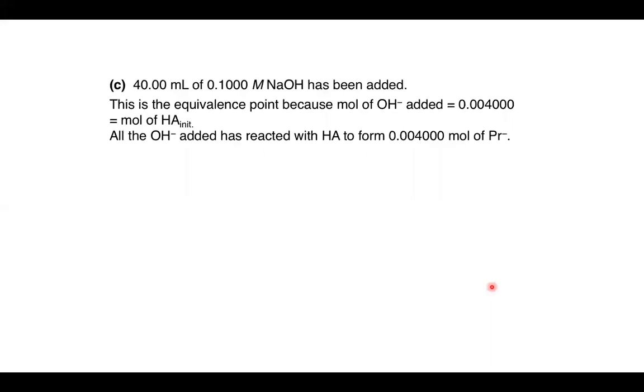So the 40 milliliters then, that's going to be the equivalence point. So this is the equivalence point because the moles of hydroxide added is equal to 0.004, which is equal to the moles of the acid initially. All the sodium hydroxide added has reacted with the HA to form 0.004 moles of propanoate. Propanoate then has this concentration, which is equal to 0.05 moles per liter.